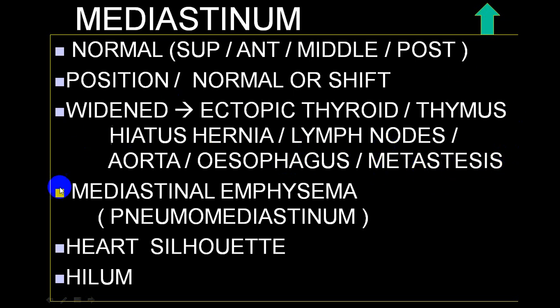Or sometimes in a mediastinal opacity, if you see black lines, we call it mediastinal emphysema, or it is also called pneumomediastinum, which can be because of perforation of the esophagus. So it can be because of esophageal perforation, or it can be secondary due to pneumoperitoneum. Once in a while you do come across pneumoperitoneum with pneumomediastinum, but the most common cause of pneumomediastinum is secondary to esophageal perforation. And look at the cardiac silhouette, we're already discussing that, and look at the hilum.